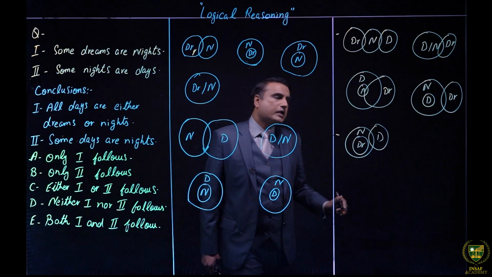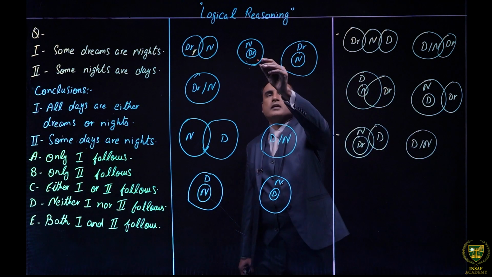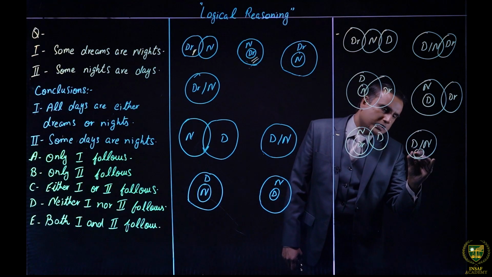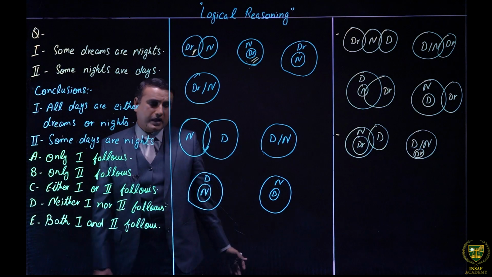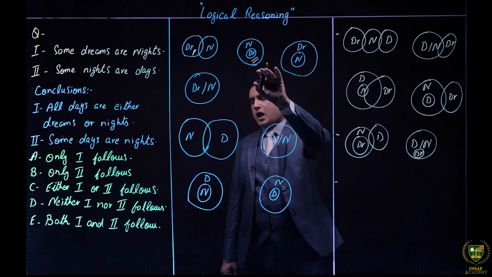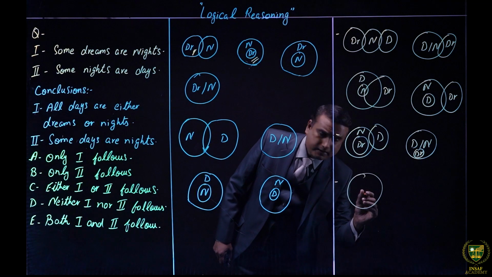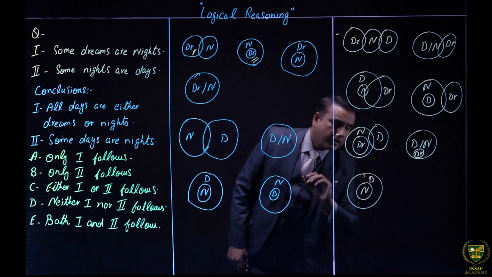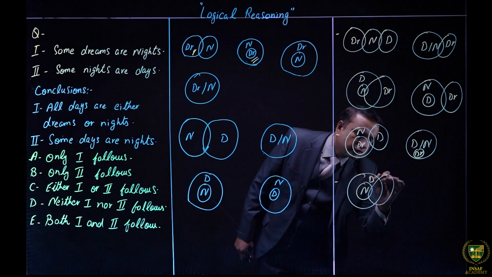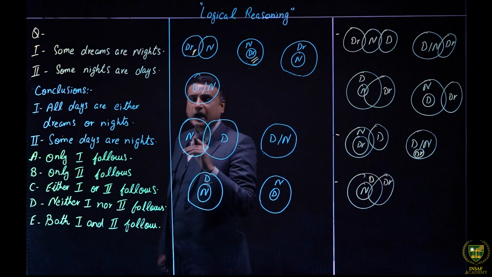Then we will combine this with this. That is D and N, N is already there. And what about D? It must be somewhere here. Where should the dreams be? They should be here. Now, if I compare this shape, shape 2, with this one, that is actually N and that is actually day. But now, some dreams are nights. So you will have to intersect the dreams. You will have to bring it here, in any way, it will have to be there.